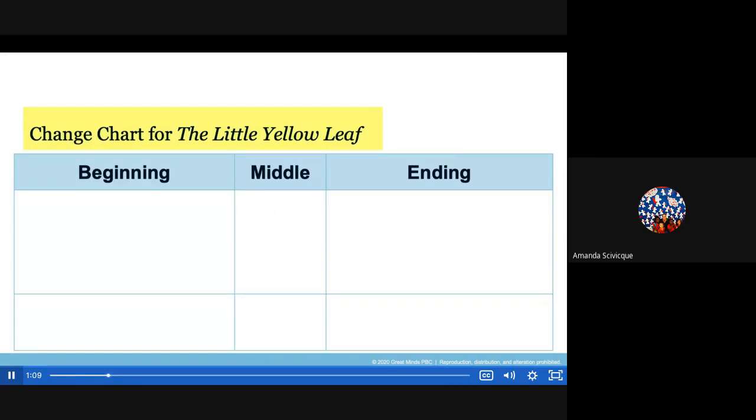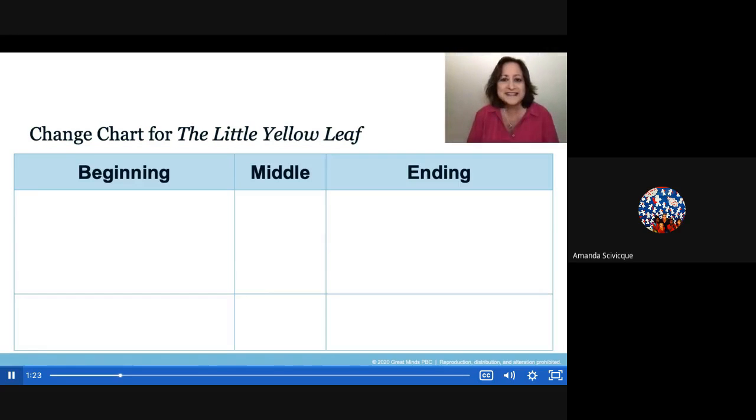Read the title of the chart to yourself, and then we'll read it together. Change chart for the little yellow leaf. Let's build something together. As we revisit the beginning of the story and the ending of the story, we'll build a chart together to help us organize our thinking.